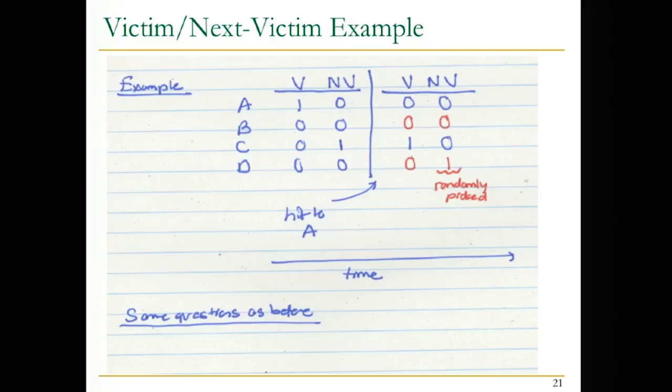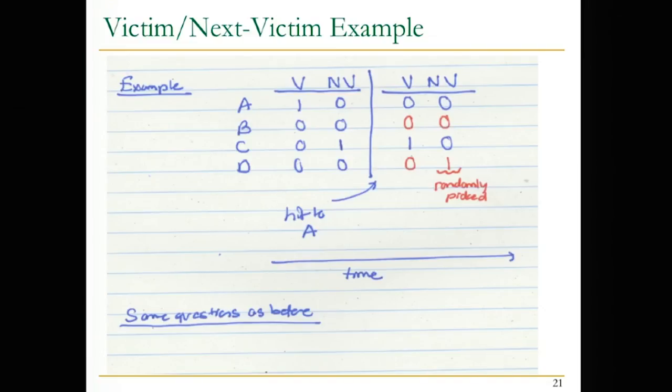So this is an example over here with my terrible hand drawing. As you can see, this could be the victim and next victim status of different blocks in the cache, A, B, C, D. And you can have one bit specifying victim and one bit specifying next victim. That's not the best way of doing it. But in a four-way associative cache, which is the assumption here, this may be a simple way. Although it's not the best way, right? You have two bits per block in this case.